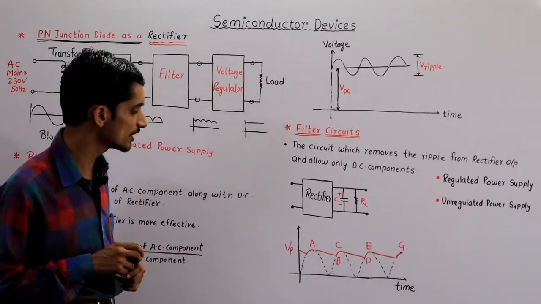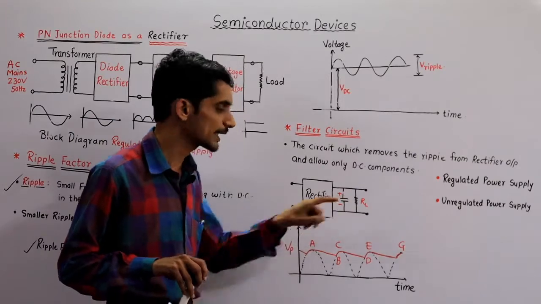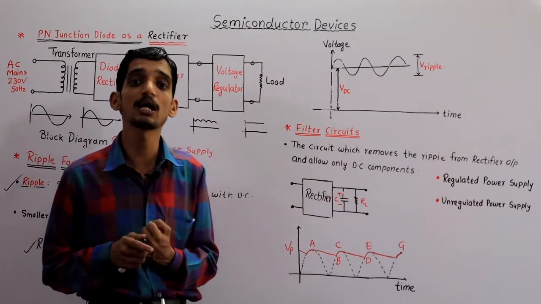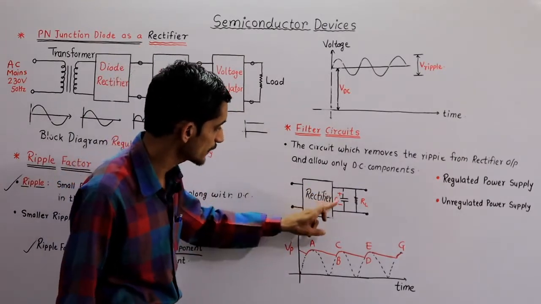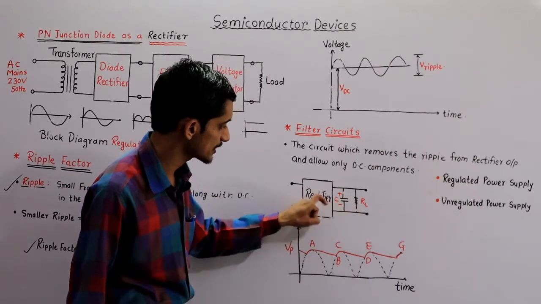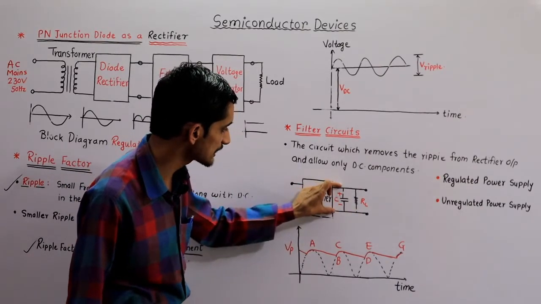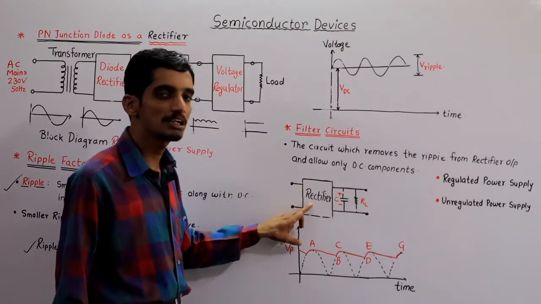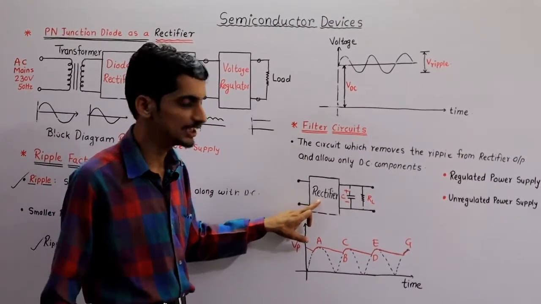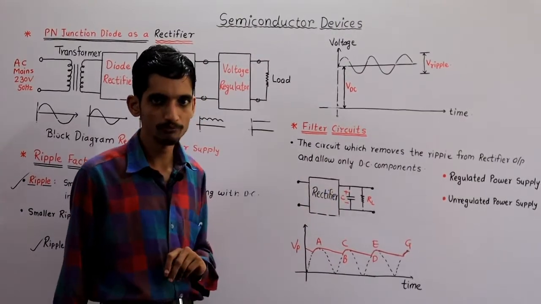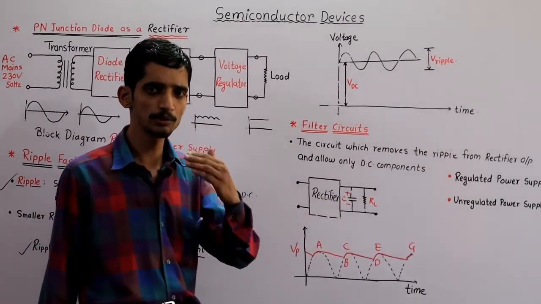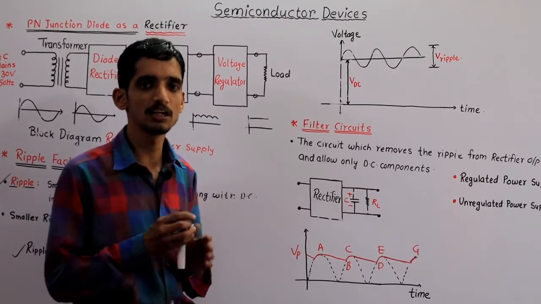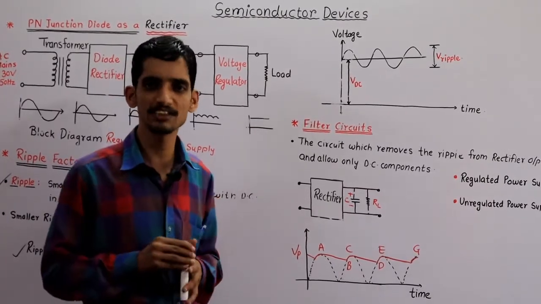How do we construct a filter? To construct a filter, you can utilize a capacitor. Listen here, this is the load and this is a capacitor. This capacitor is connected at the output of the rectifier, and the ripple content, or pulsating DC, is applied to the capacitor. As that voltage is pulsating, it means some amount of AC is still present.